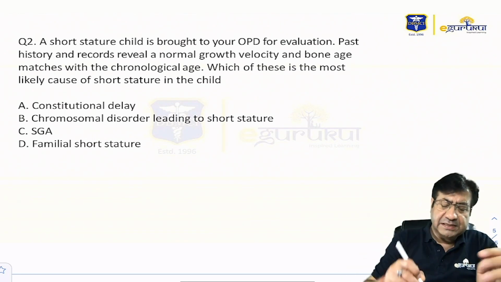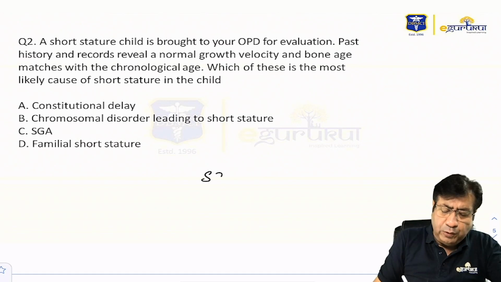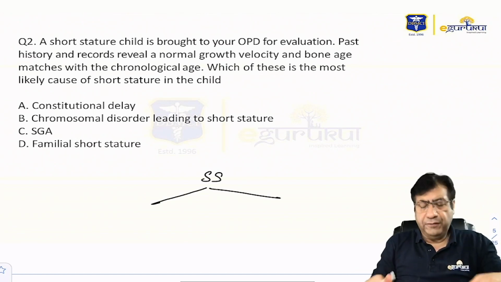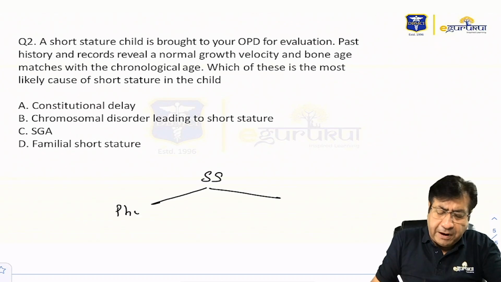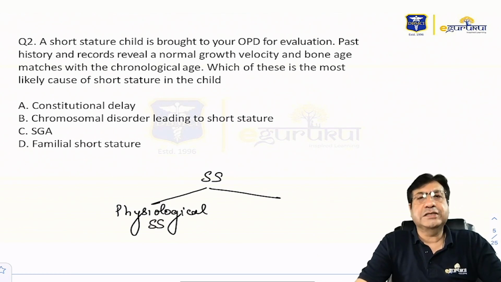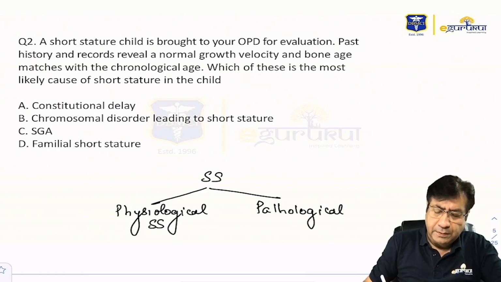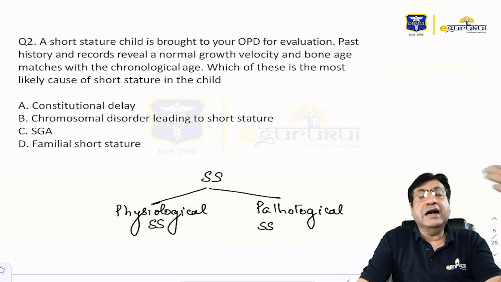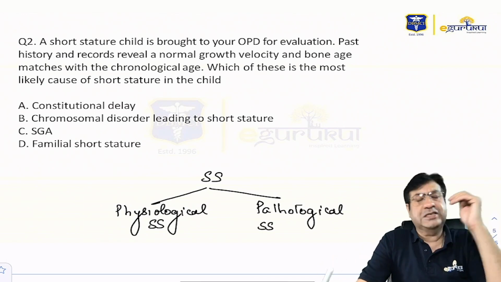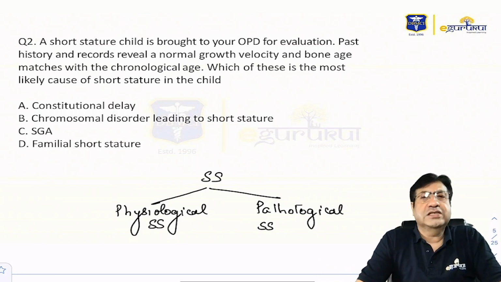Now, in my classes, I've discussed that short stature in children is divided into two broad categories. The first type of short stature is one in which the growth velocity remains normal during the major part of childhood. This is called physiological short stature, or sometimes a normal variant short stature. However, the type of short stature in which the growth velocity of the child is reduced, and primarily there are underlying pathologies which have led to the short stature, is called pathological short stature.